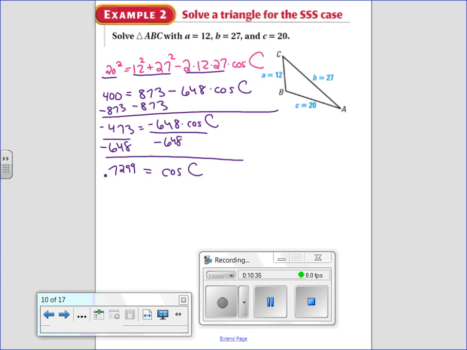And then what do you think we'll do to finish? Cosine inverse, yeah. Anytime you're solving for a missing angle, you end up doing an inverse at some point. So second cosine, second answer, 43 degrees. Now that I have that 43 degrees, like Spencer said, I've got a complete set of partners. Isn't that awesome?